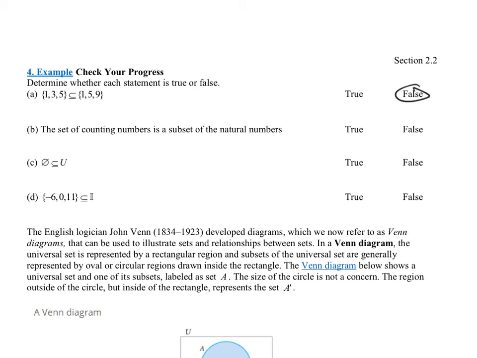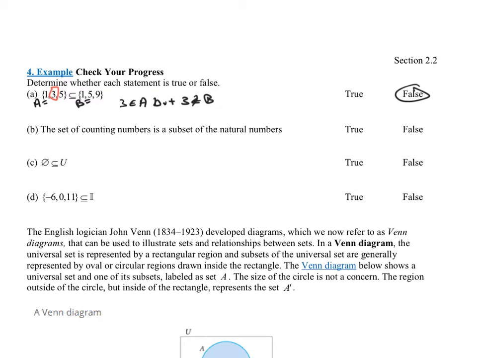The reason being is, how about the number 3 right here? So if I call this the set A and I call this the set B, I could say 3 is an element of A, but 3 is not an element of B. Remember, anytime you want to say that two things are not subsets, you need to find something in the first set that is not in the second set. And we were able to, the number 3.